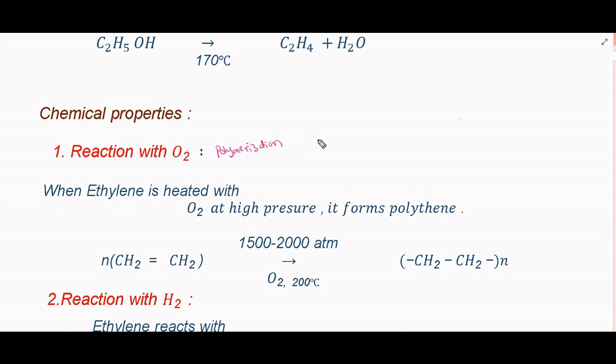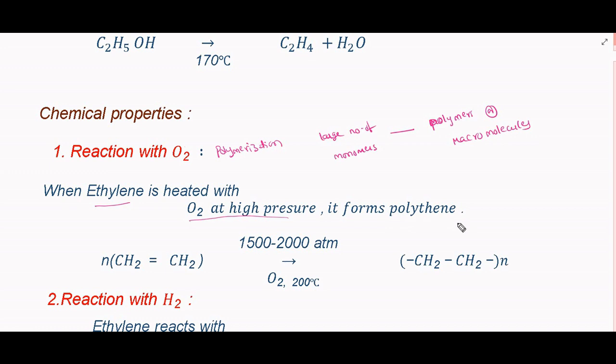Polymerization means a large number of monomers react together to form polymers or macromolecules. In this reaction, ethylene is heated with oxygen at high pressure and it forms polythene.